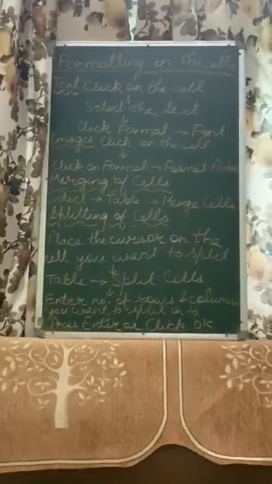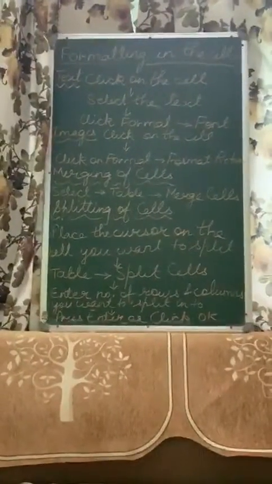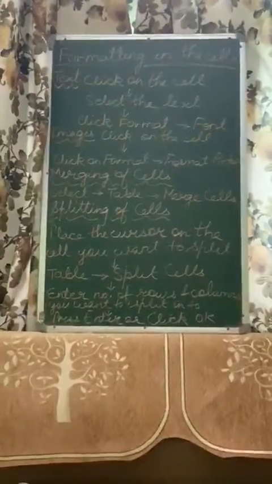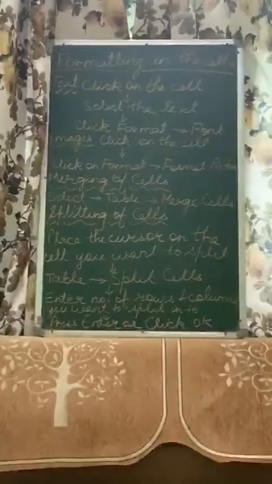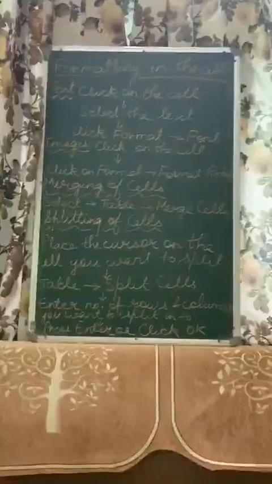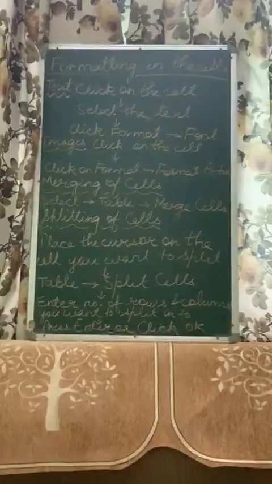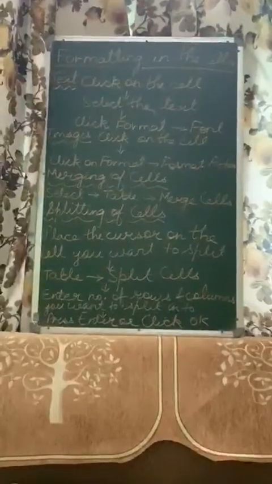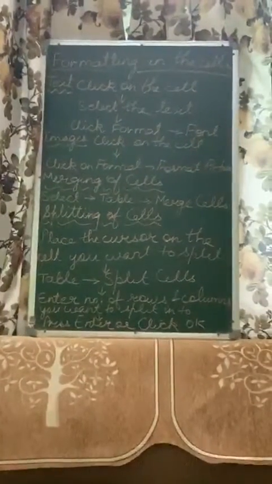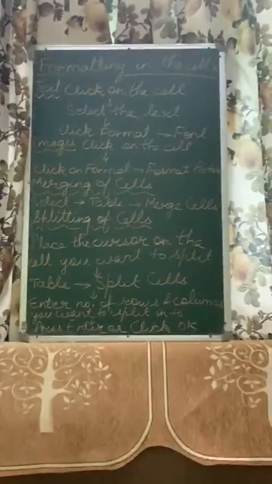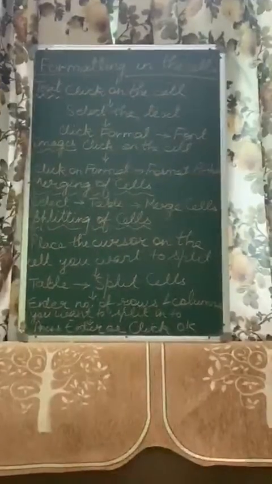Now next is merging of cells. Merging means turning two or more cells into one cell, or you can say combining two or more cells into one cell. Now why we need to do so? Suppose our data or whatever characters we are writing, it is very long. Suppose we have to write encyclopedia. So it is a long word, so it needs merging of cells.